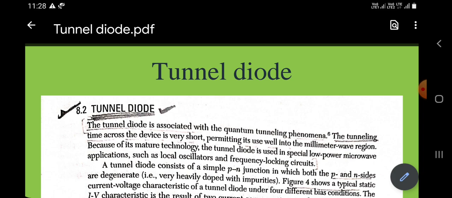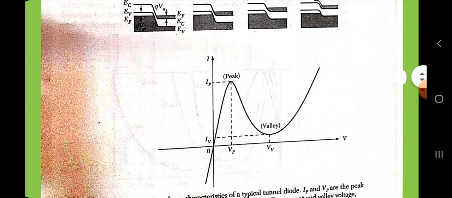The figure shows the typical static current voltage characteristics of a tunnel diode under four different bias conditions. The IV characteristic is the result of two current components, the tunneling current and the thermal current. When there is no voltage applied to the diode, it is in thermal equilibrium, that is V is equal to 0. Because of the high dopings, the depletion region is very narrow and the tunneling distance D is quite small, that is 5 to 10 nanometers.